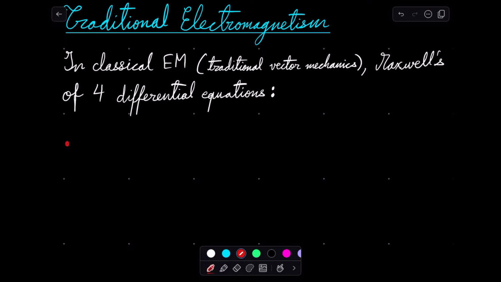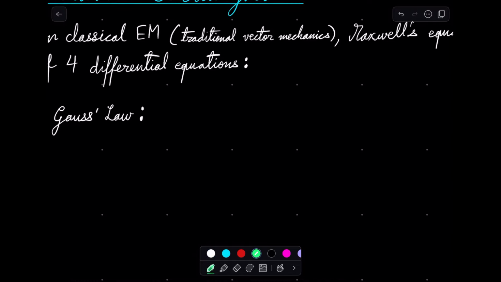The first is called Gauss's law. You've probably heard of Gauss before, one of the greatest physicist mathematicians. Gauss's law says the divergence of the electric field, which is a vector field, is equal to 1 over the permittivity of free space constant, epsilon naught, times rho, which is the charge density.